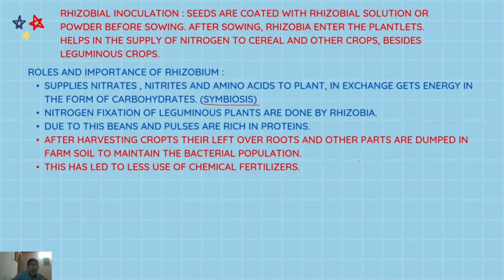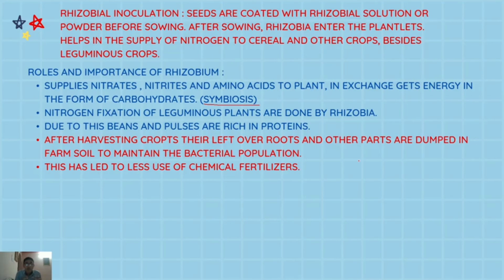Now let us see what rhizobial inoculation is. Seeds are coated with rhizobial solution or powder before sowing. After sowing, rhizobia enter the plantlets and help in the supply of nitrogen to cereal and other crops besides leguminous crops. Generally, rhizobium bacteria is found in leguminous crops. But what about the other types of crops which are not leguminous in nature? Definitely they lack this bacteria called rhizobium.